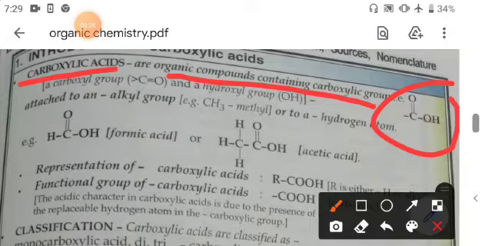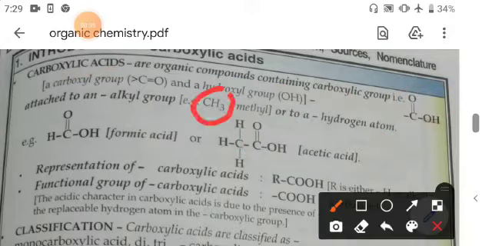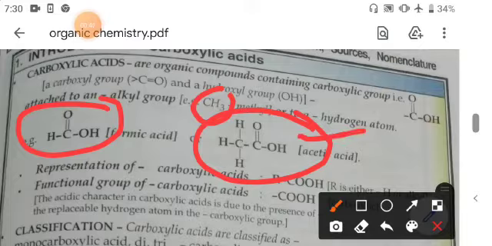Okay, this one is the carboxylic group, and when it is attached to an alkyl group like CH3 or C2H5, these are the alkyl groups. When it is attached with alkyl groups, it forms an acid. This one is called formic acid and this one is called acetic acid. It is attached with hydrogen, and this one is attached with a methyl group.